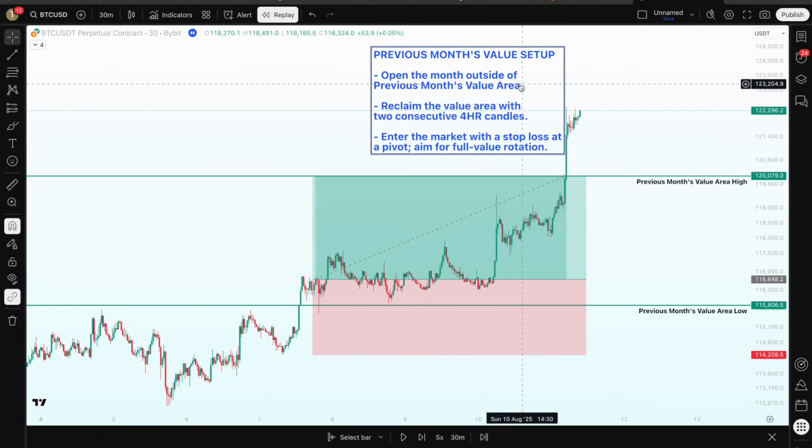So again, previous month's value setup. Open the month outside of the previous month's value area. Reclaim the value area with 2 consecutive 4-hour candles. And after this, enter the market with a stop loss at a pivot. Aim for full value rotation. Last month, it would have given you a 1.4R trade.